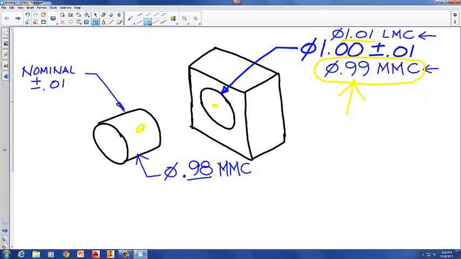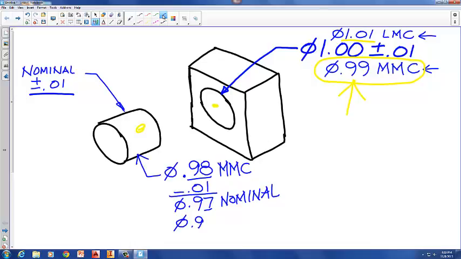So since the cylinder can never be bigger than 0.98, what we need to do is come over here and look at our nominal size again, and we're going to subtract the 0.01 from 0.98, which leads us to a diameter of 0.97. And 0.97 is going to represent the nominal size of the diameter of the cylinder. So that means if this is nominal, then we could even subtract another 0.01 from that and wind up at the smallest diameter for this cylinder at a diameter of 0.96. And since the cylinder would be at its smallest diameter, we would say that the cylinder at that point is at least material condition. All right.